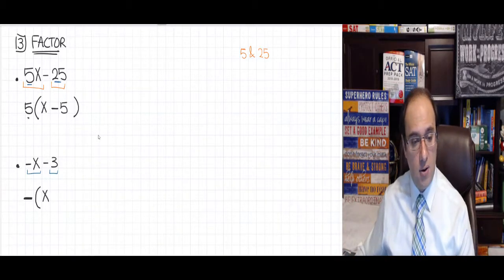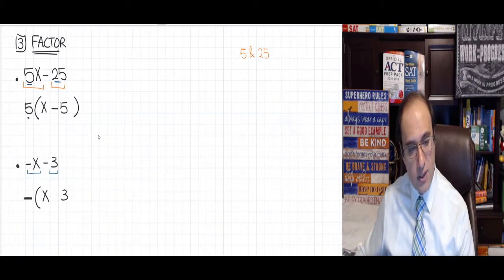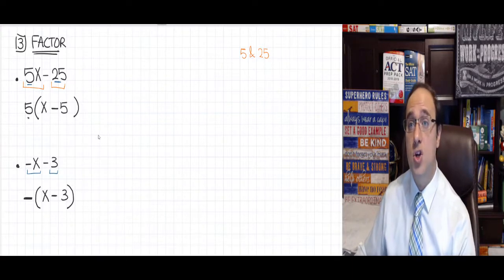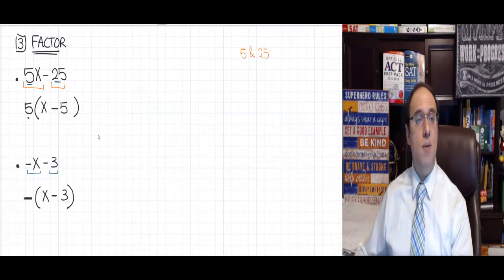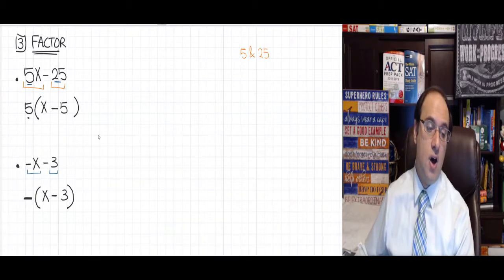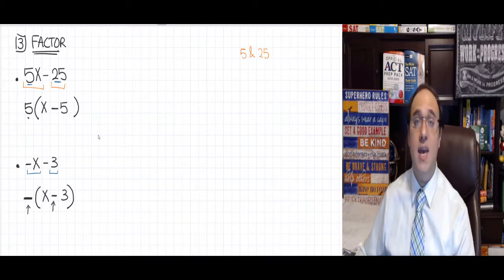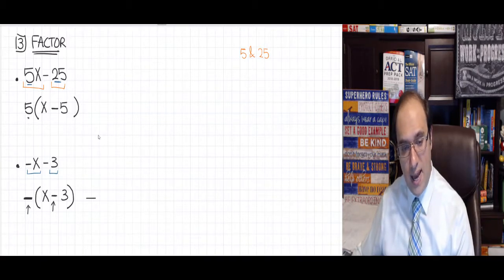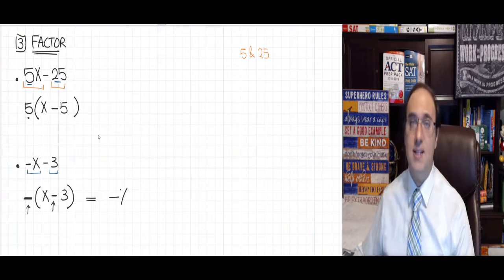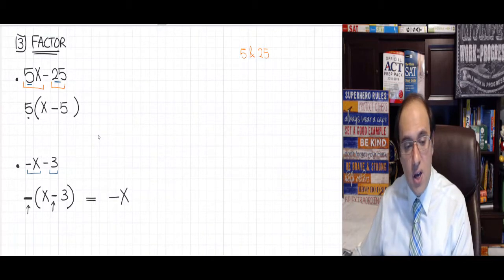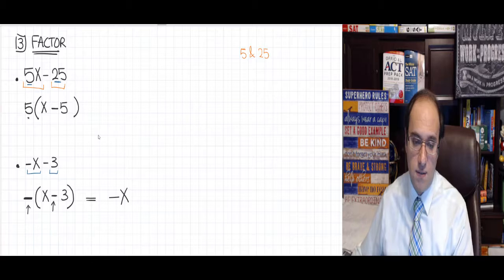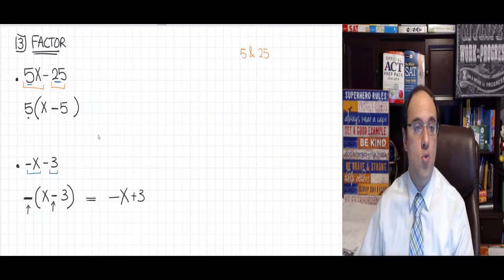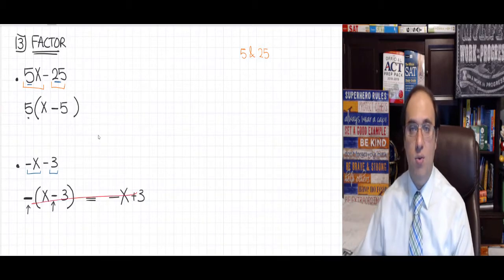What about the 3 right here? If I put a negative like this, will this be the correct answer? No. Why? Because remember that any negative times a negative gives me a positive. So the way this is written would be negative x, if I want to expand it, negative times x is negative x, then negative times negative 3 is positive 3. This does not look like the original question. So this is wrong. Okay, then how do we do it?